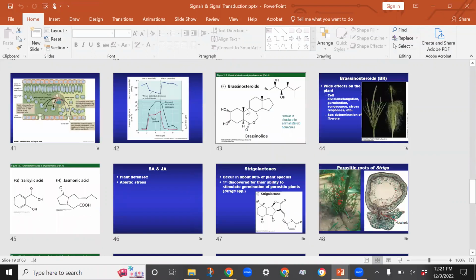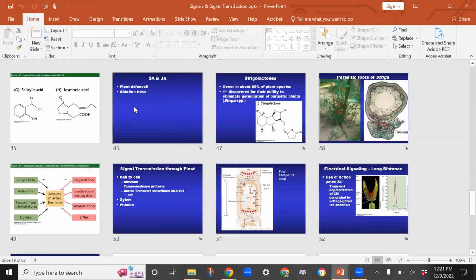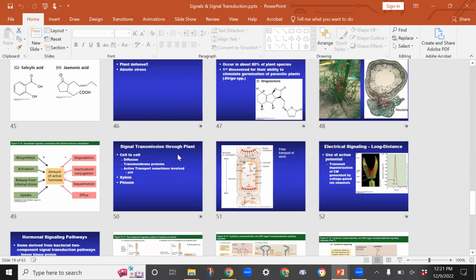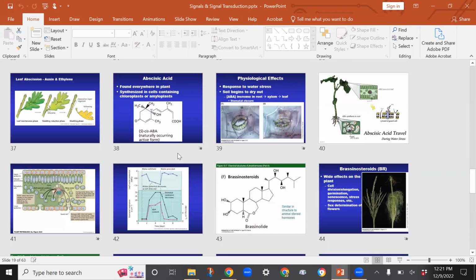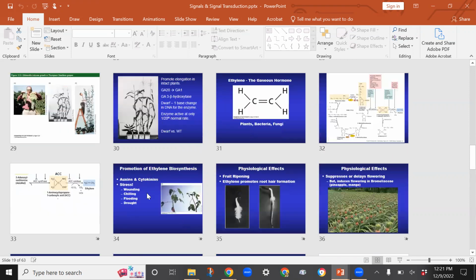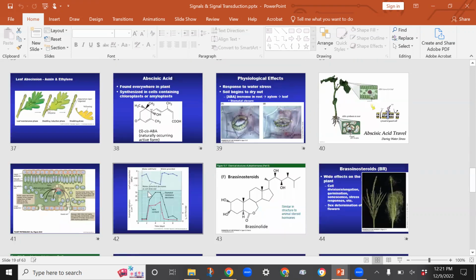I'm not going to really talk about them in any detail, the steroids or spironolactones. And if I talk about salicylic or jasmonic acid, it would be more dealing with defense, how plants defend themselves. So also thinking about, where is it? Well, I guess that's more in mechanisms.